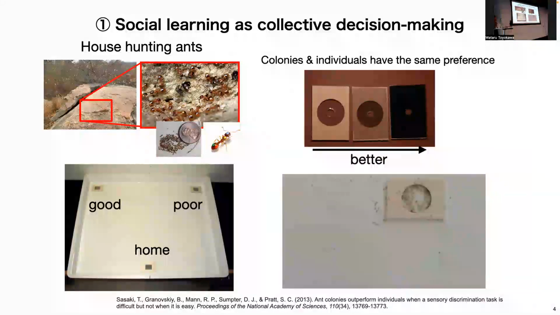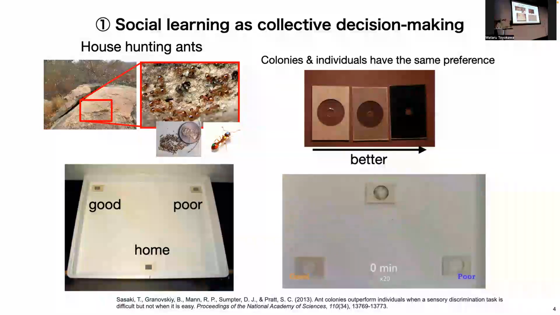One way is that many of those decision-making tasks can be seen as a choice task, a choice between multiple discrete behavior options. For example, this is an example from ants. These are Temnothorax ants, which are known for house hunting. When their nest is broken, they have to move out and search for the next nest, right?